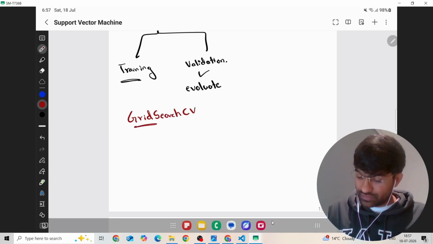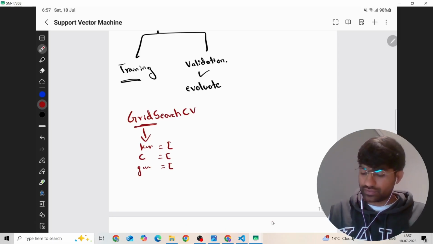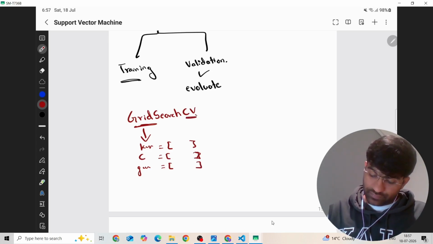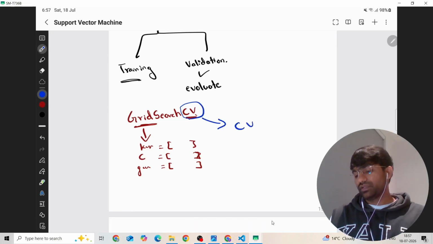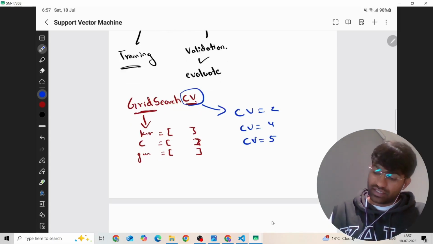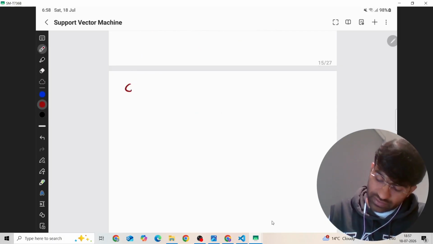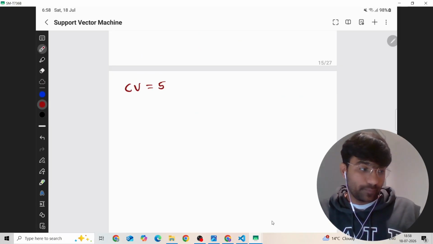So we have to specify this CV in the GridSearchCV. We have to specify the grid, kernel, C, gamma, our values. We have to give the list of values. At the same time, we have to specify the CV value. It might be CV equal to 2, CV equal to 4, CV equal to 5, something like this. Let me specify 5, because in my project also I have defined CV is equal to 5. Cross validation is equal to 5.